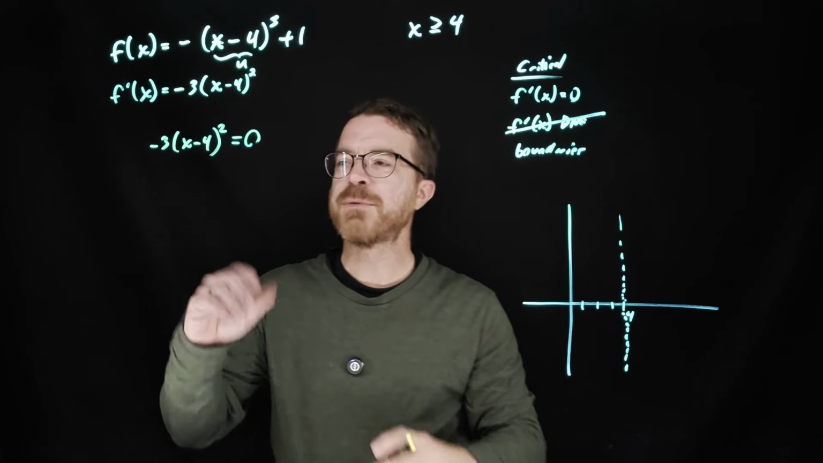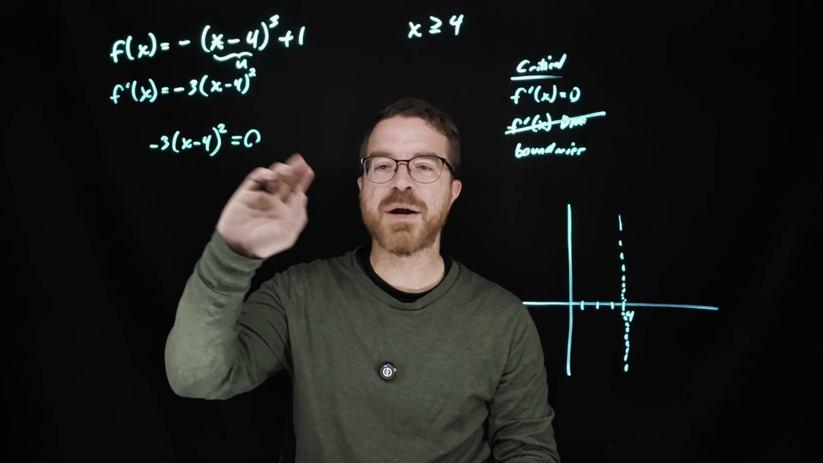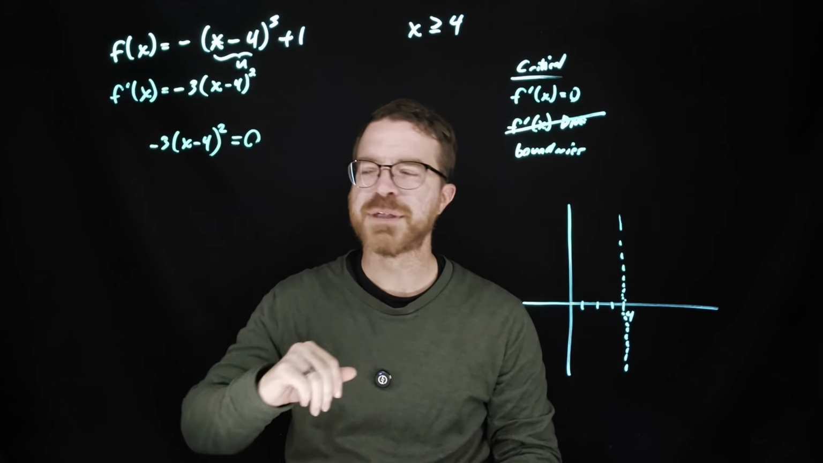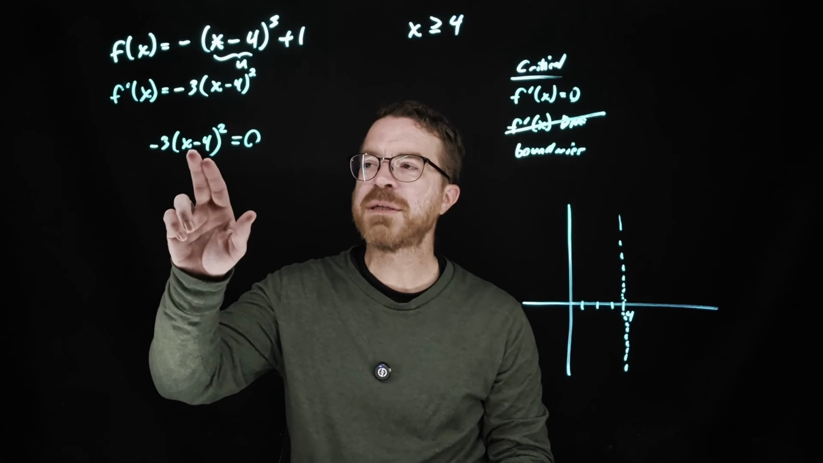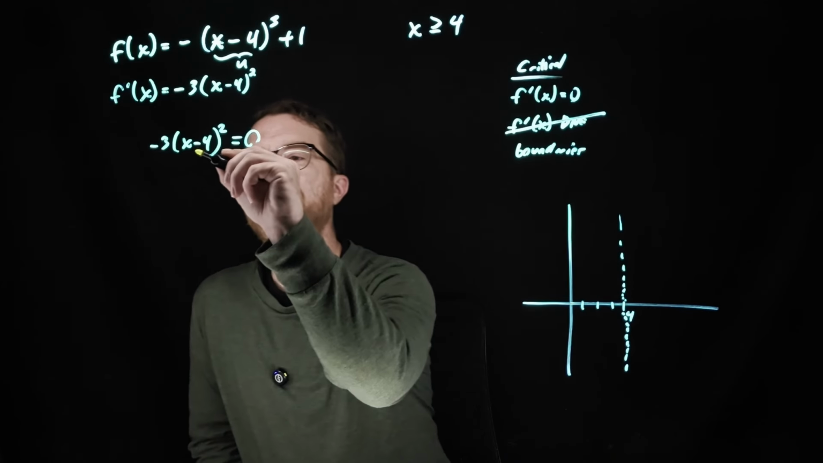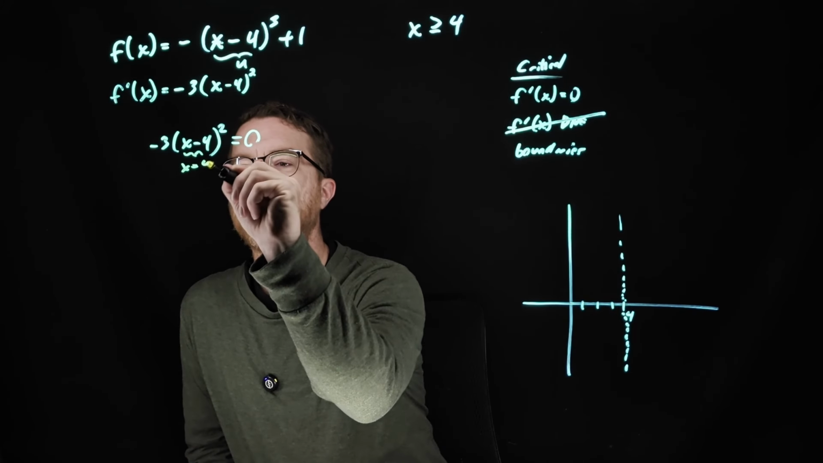Now, of course, solving this, what's going to happen? We're going to divide by negative 3. We're going to get (x minus 4) squared is equal to 0, because 0 over 3 is still 0. Then we're going to take the square root of both sides. It's not going to change anything. But realistically, we could just look at what's going to cause this term to go to 0, which is if x is equal to 4.